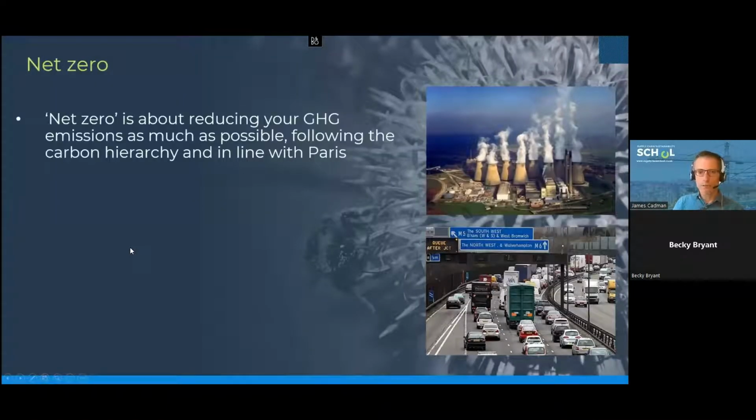So just to put a bit more description on that and fill it out a bit more. Net zero is about reducing your emissions as much as possible, following the carbon hierarchy, which I'll come on to in a minute, and the Paris Climate Change Agreement, and the science that goes behind it, that science-based piece.